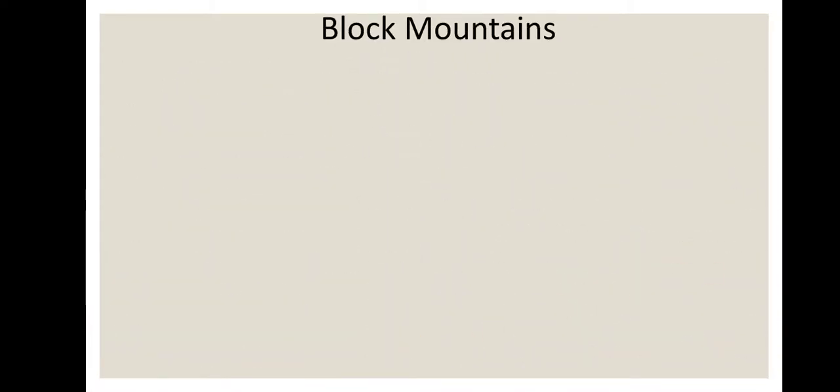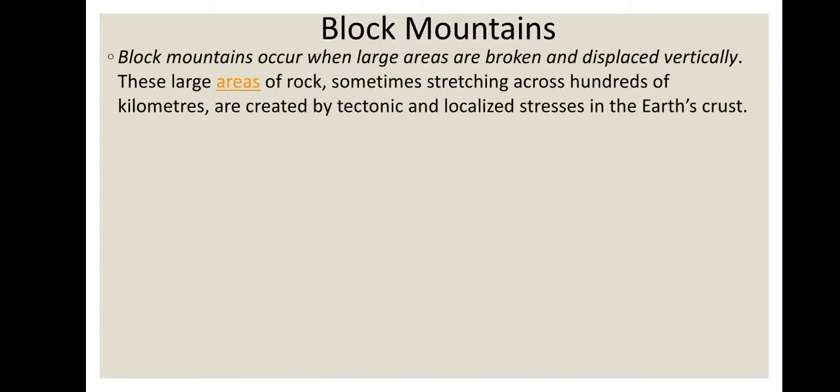Now the block mountain. Block mountains occur when large areas are broken and displaced vertically. That process is known as faulting. These large areas of rock, sometimes stretching across hundreds of kilometers, are created by tectonic and localized stress in the earth's crust.